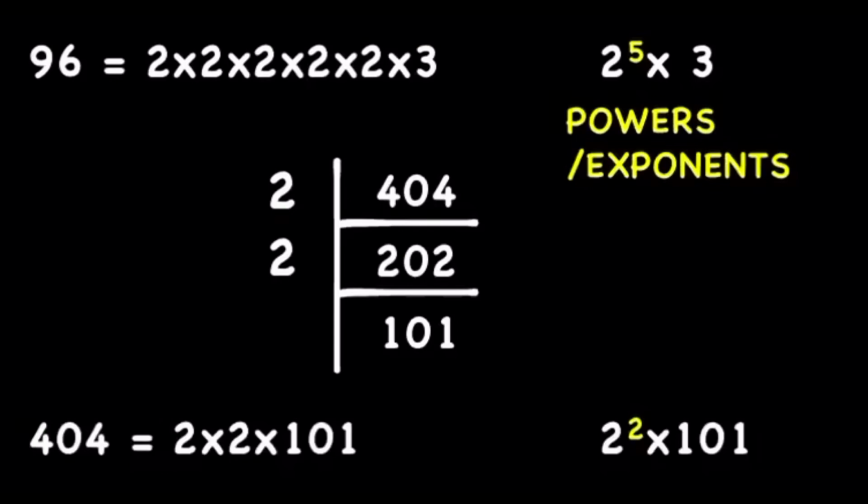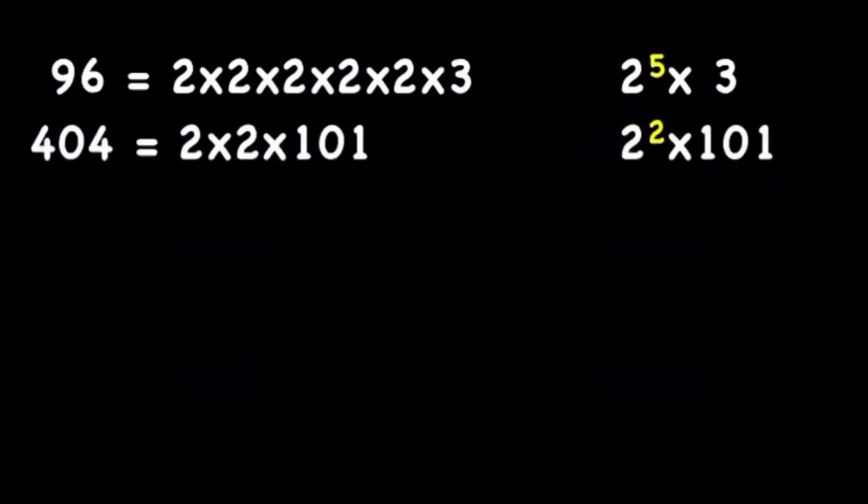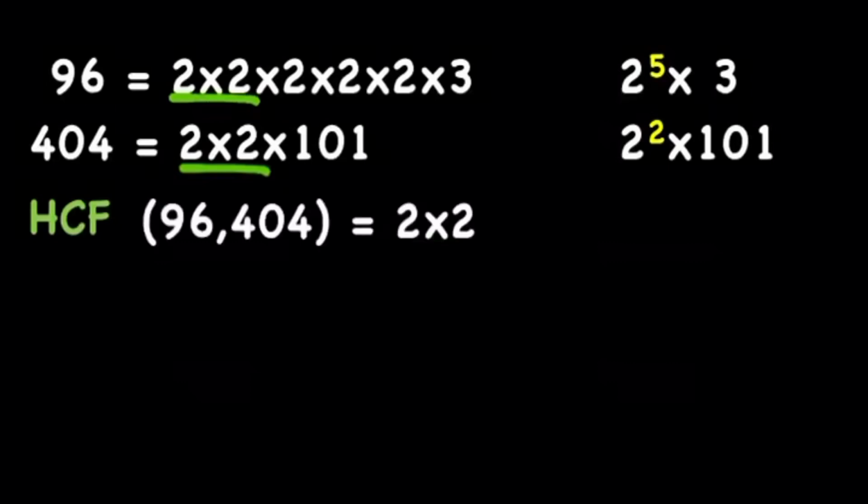So here in 2 raised to 5, 5 is called the power of 2 or exponent of 2. And in 2 square, 2 is called the power of 2 or exponent of 2. Now let's look at the HCF of two numbers. In earlier classes you learned HCF is the common factor of two numbers. So we have 2 into 2 common for 96 and 404. So HCF of 96 and 404 is 2 into 2. We could write it as 2 square.